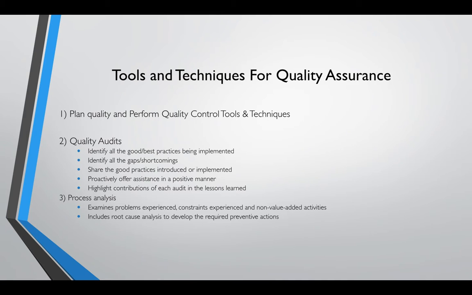So let's look at the first one. The first one is for plan quality and perform quality control tools and techniques. So what are the tools and techniques that are going to be used to meet this quality assurance plan that we have in place? So we would need quality control tools. So what are some examples of quality control tools? An example would be testing and inspection, right? When we test and inspect, that's how we perform our quality control. Those are going to be our techniques. What are some tools? There's going to be some.